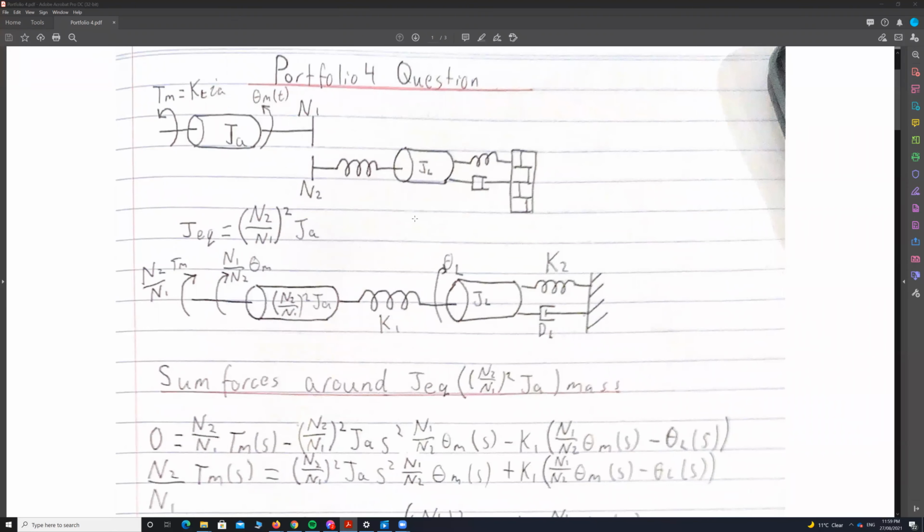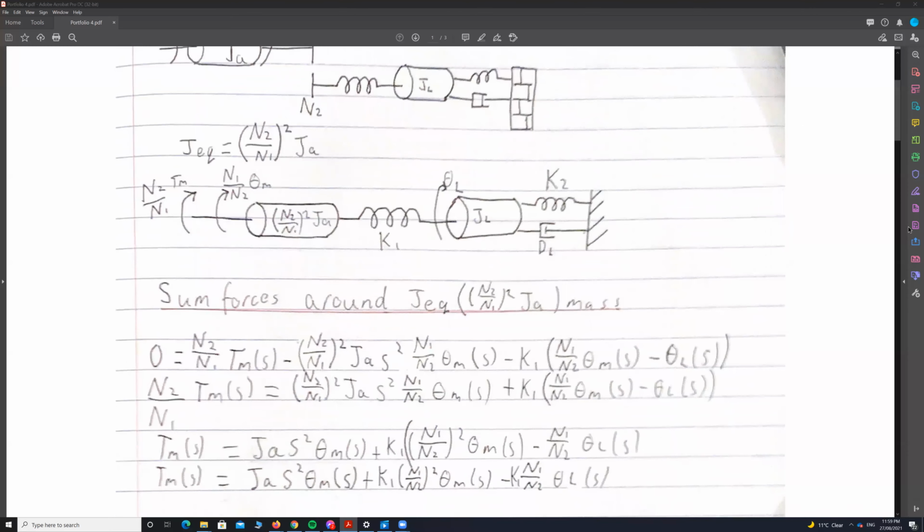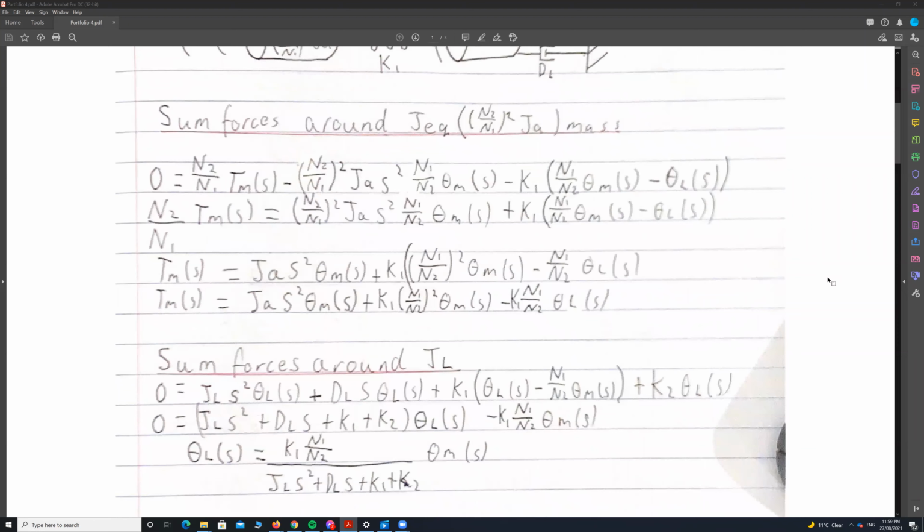As you can see here, I have a diagram of the question, and then I have a second diagram where I've combined the two systems. And we have a J equivalent term. If we sum the forces around the J equivalent term, we can see that we have our force, which is being opposed by the inertia, by the spring, which is interacting with both our N1 and N2 theta M direction and our theta LS direction. Hence why we have the subtraction here. The dampener, however, does not play any effect because it's only attached to our JL inertial system.